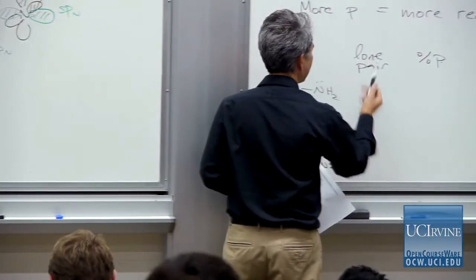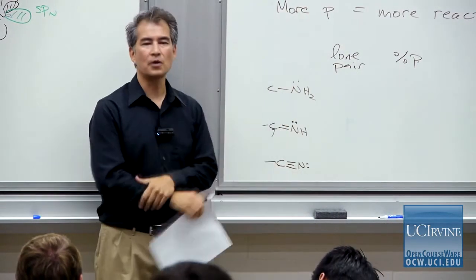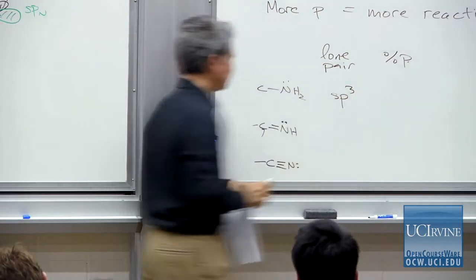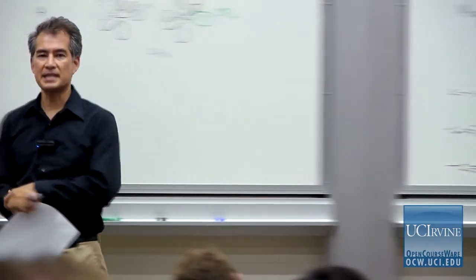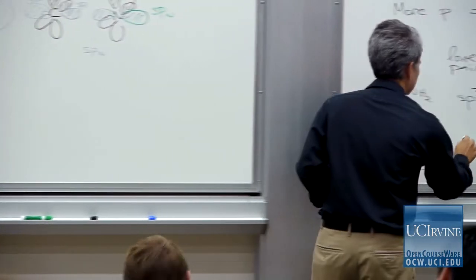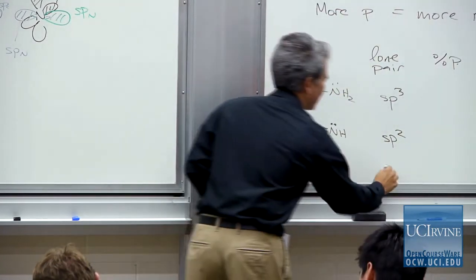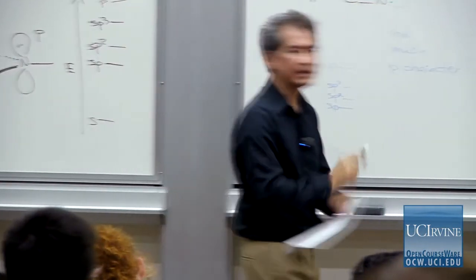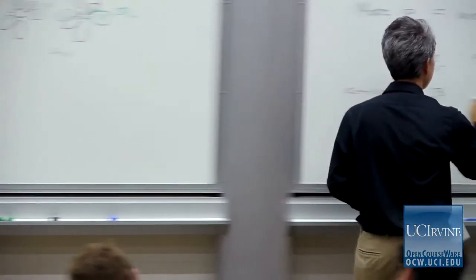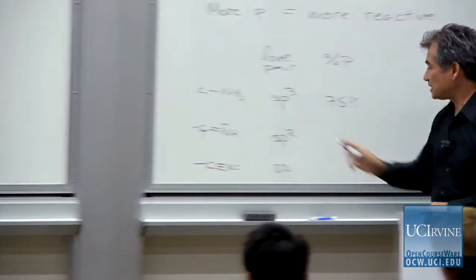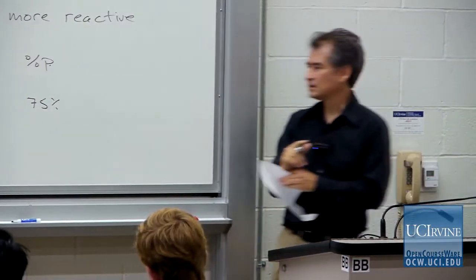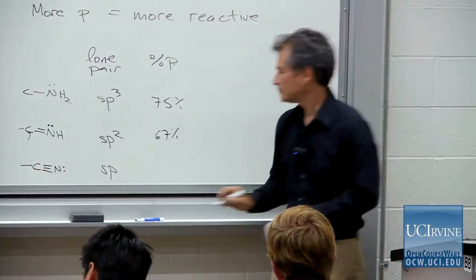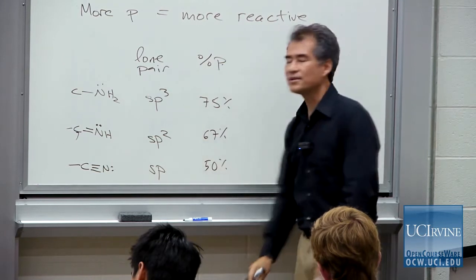So I want to start off by ranking the hybridization. What's the hybridization of this lone pair on the top nitrogen? It's sp3. How about the second one? The imine, or pyridine, or imidazole. And then finally I get down to the nitrile, and we already said that that's sp hybridized. Now, what's the percentage of p character in this top case, sp3? 75% p character. sp2, what's the percentage of p character about? It's about two-thirds, or 67%. And then finally, the sp? 50%. These are paltry differences.